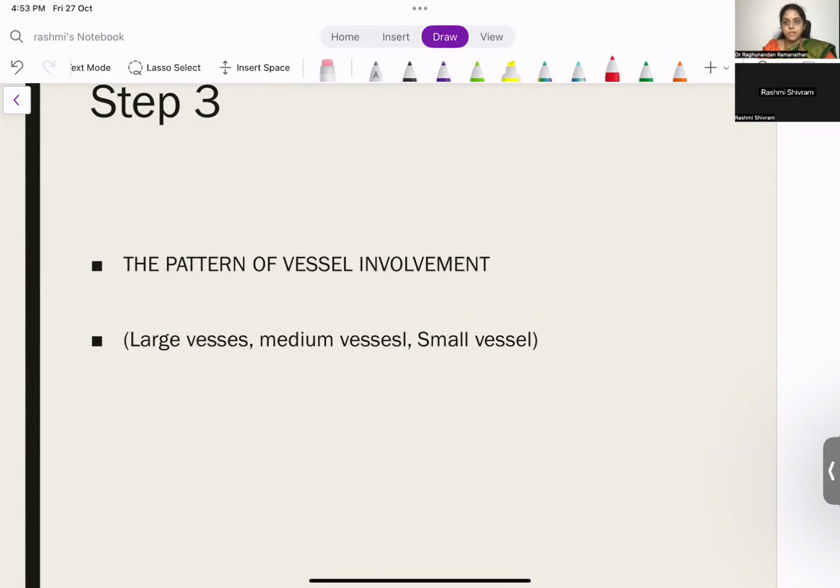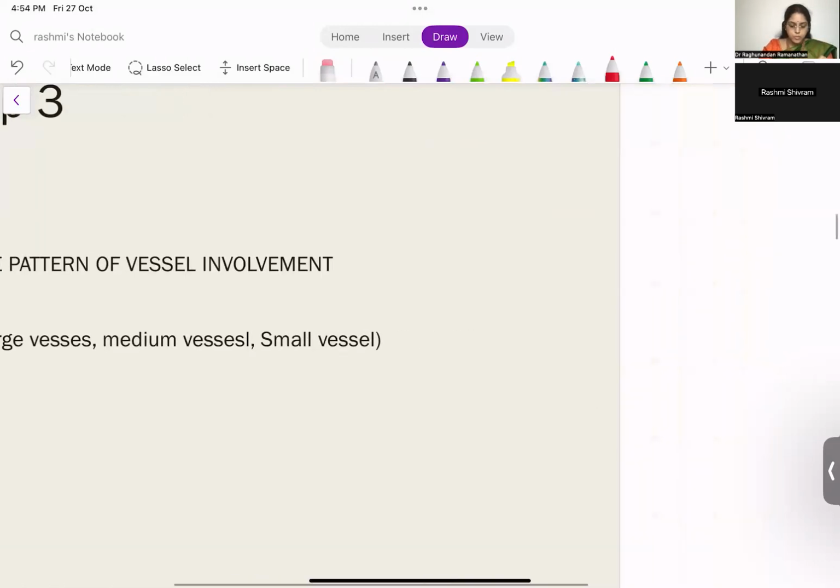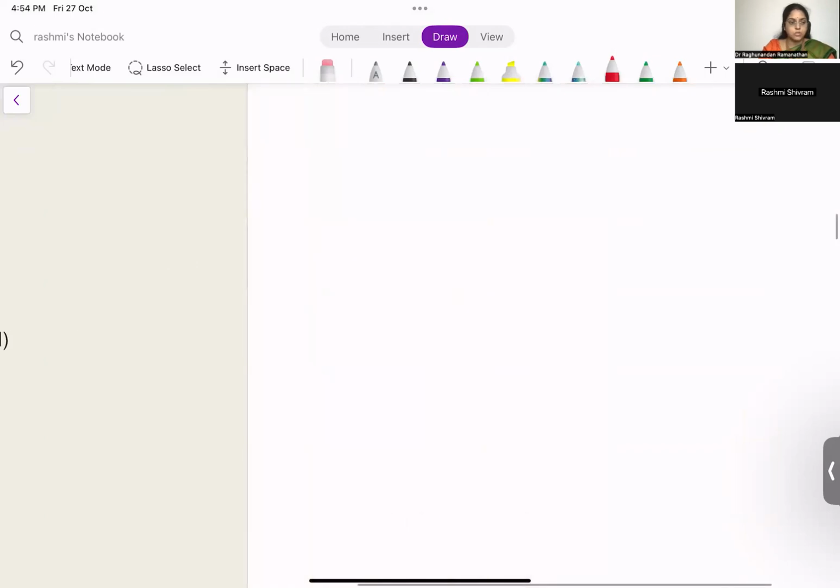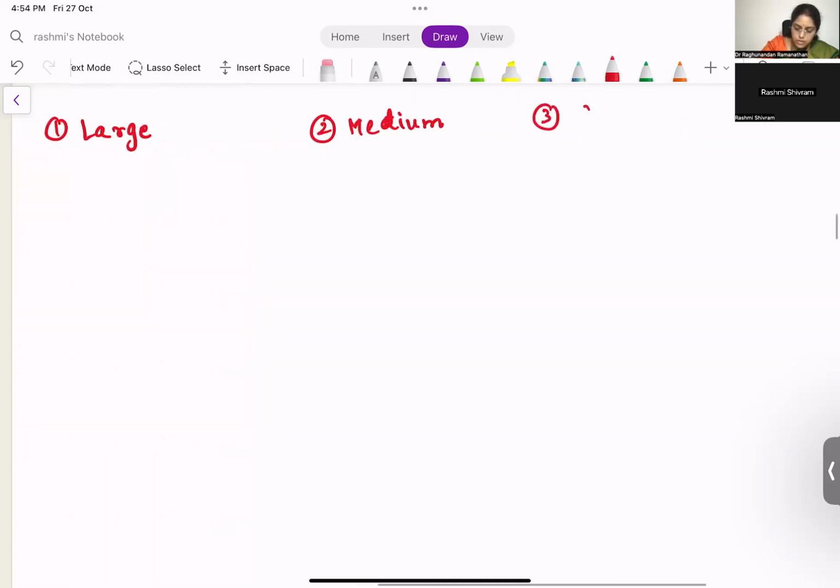This is another type of classifying vasculitis also. So what is the pattern of vessel involvement? Is it a large vessel, a medium vessel, or a small vessel vasculitis? Based on this, you will be able to identify the symptoms also, right? So let's go through it. It can be either large, medium, or small vessel vasculitis.